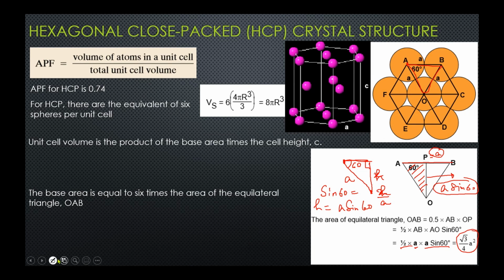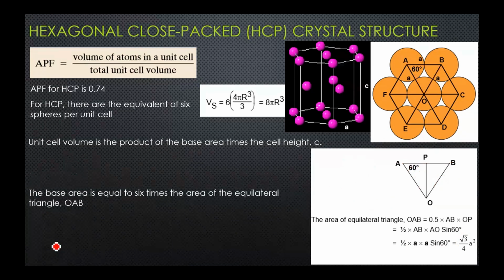All right. So now we know the area of a single triangle. This area is known to us. How many of such triangles are there in the base?